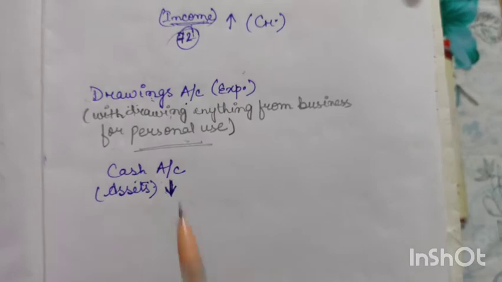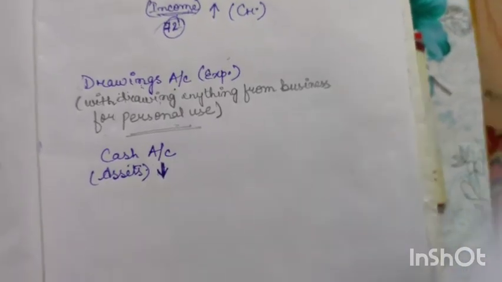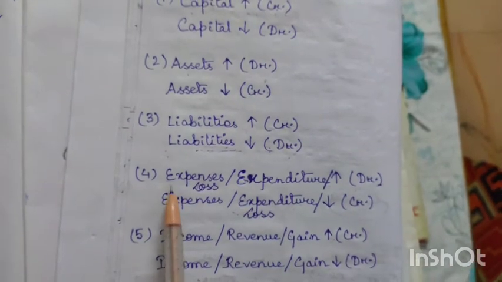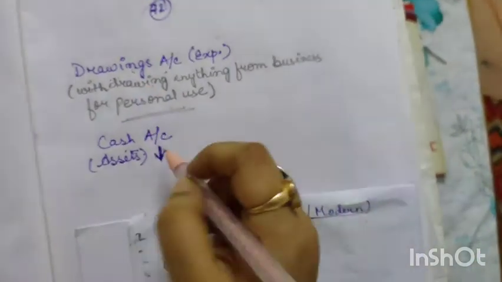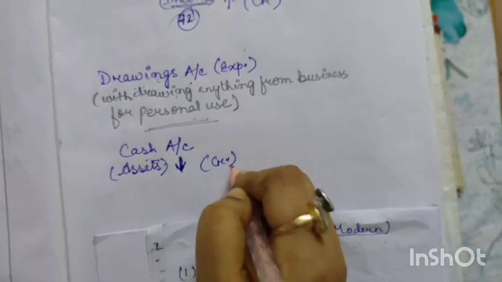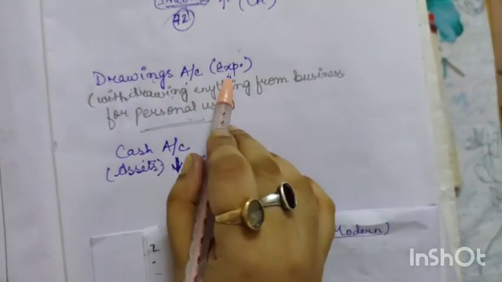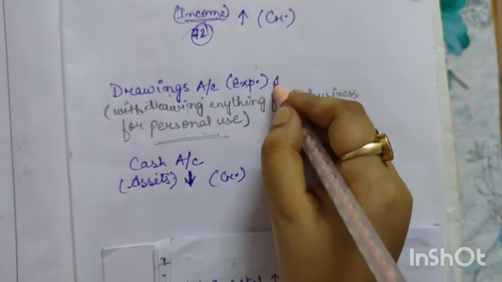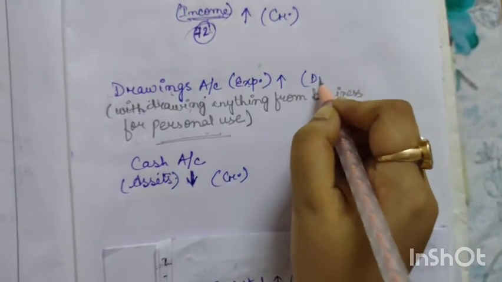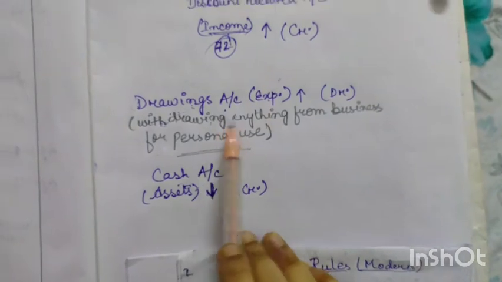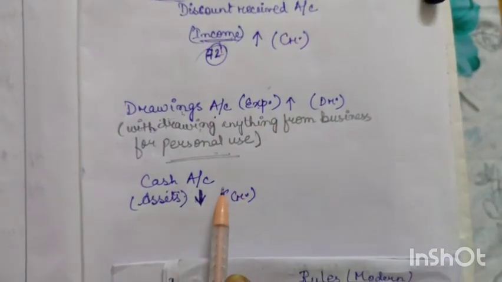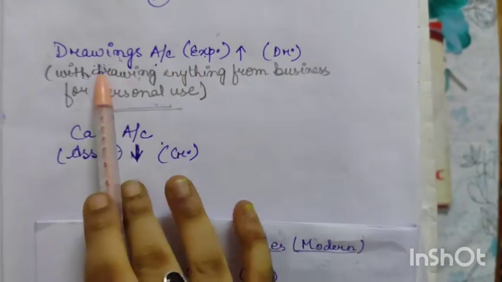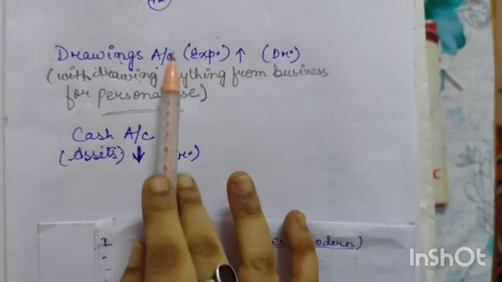And as we all know, according to the rule of accountancy, if an asset decreases, then credit. Okay, and drawings comes under expense. So expense is increasing, so it will be debited. So of the two accounts, one will be debited and another one will be credited: the drawings account will be debited. Since we have withdrawn money, we need to open the drawings account.